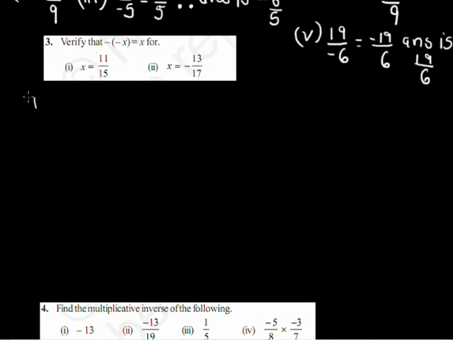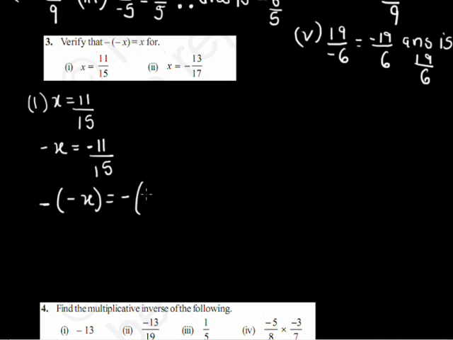Now if I take the first part, x is given as 11 upon 15. Now if I find minus x, it will be equal to minus 11 upon 15. Now if I calculate minus of minus x, that means minus of minus 11 by 15, and as we all know, minus into minus is plus, so plus 11 by 15. So we have proved that minus of minus x is equal to x.